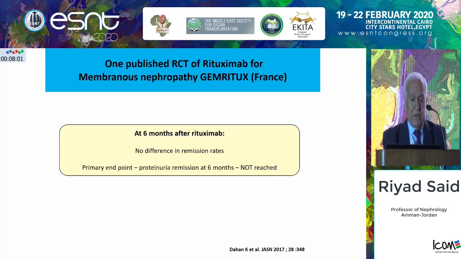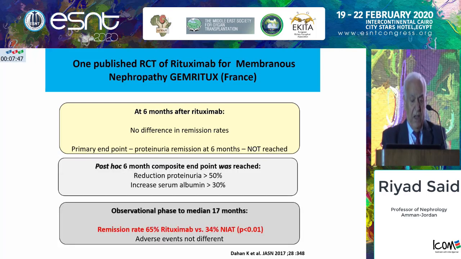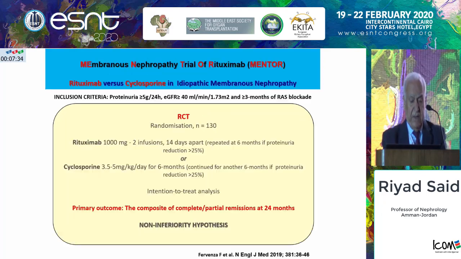The endpoint at 6 months, no difference. The proteinuria, ad hoc post 6 months later, there was some improvement in proteinuria reduction of more than 50%, and there is some increase in serum protein. The observational study at 17 months showed that the remission rate with the rituximab group was 65% versus 34% with the control group. Adverse effects were quite similar.